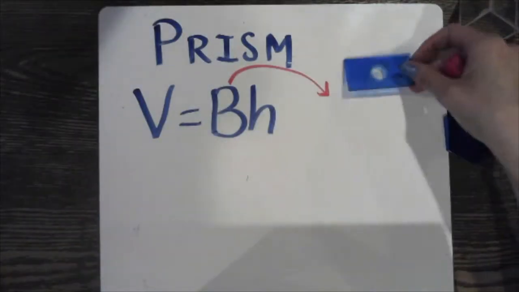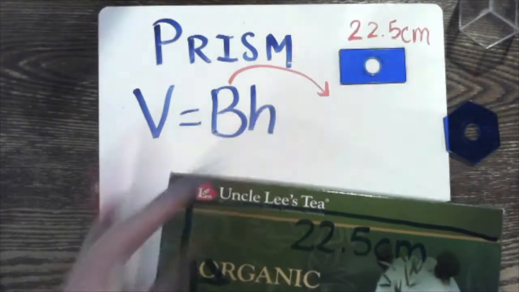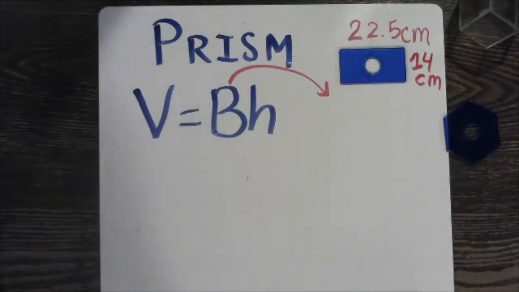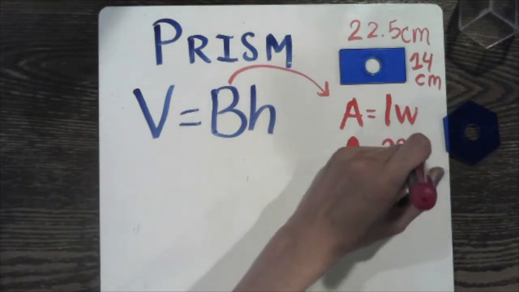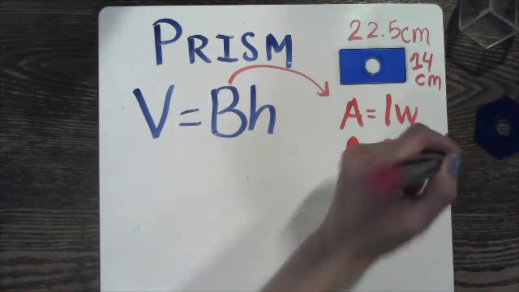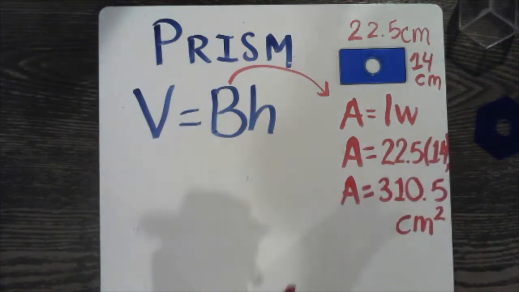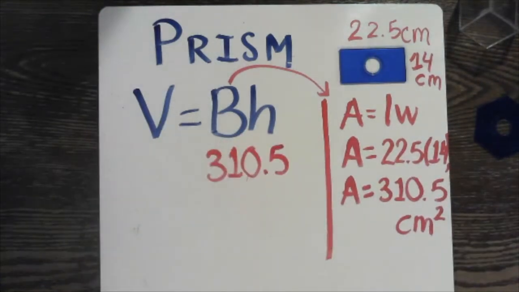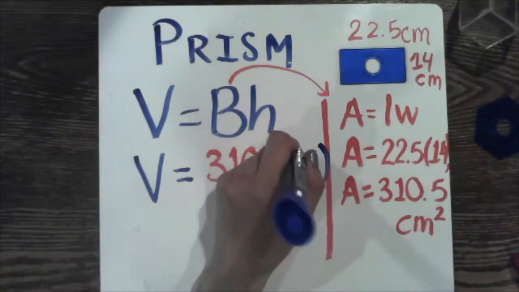So let's figure out the area of the base. For the area of my box, I have length 22.5 and width 14 centimeters. Now let's consider length times width. That is 22.5 times 14. And that gives me an area of 310.5 centimeters squared, or squared centimeters rather. So I'm going to put 310.5 as my capital B. It is the area of the base, not the base itself. And then 7.3 is my height. When I multiply the two, I get the volume of my prism.